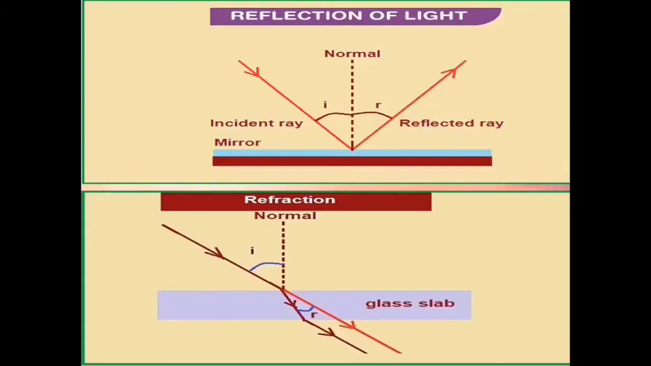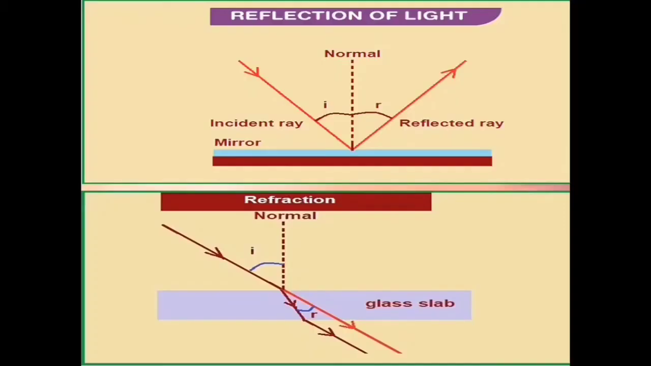When incident light on the mirror makes a certain angle with the normal, which is the angle of incidence i, and further that light ray bounces from the mirror making a certain angle, we call it the angle of reflection, and that ray we call the reflected ray. Both the angle of incidence and the angle of reflection lie in the same plane. Both are equal to each other. So this is about the reflection of light.